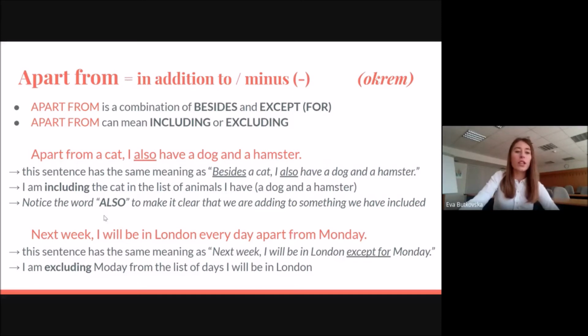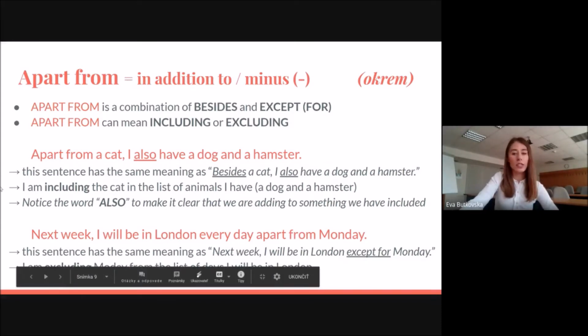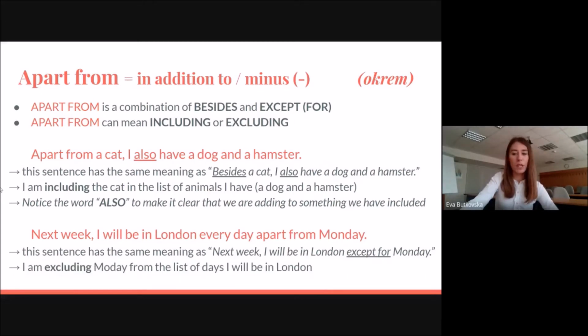And "apart from", you can use as well with another meaning, and that's minus or exclusion. "Next week, I will be in London every day, apart from Monday." So what the sentence really means is, next week, I will be in London every day except for Monday. It's really important to understand the context. If you hear "apart from", you need to understand the context, otherwise you won't understand the correct meaning of it.